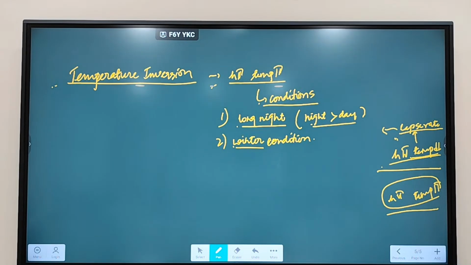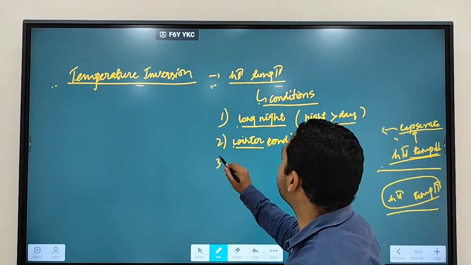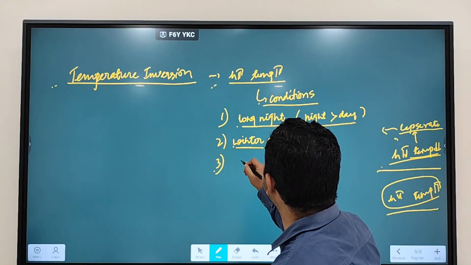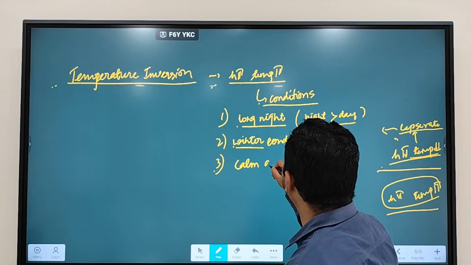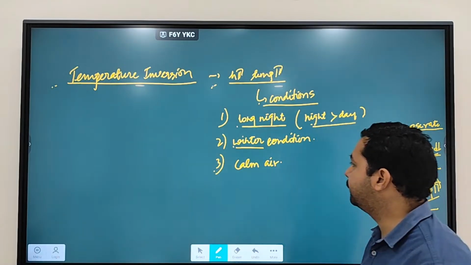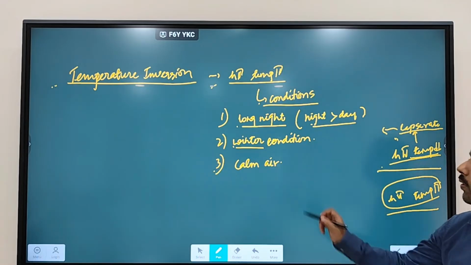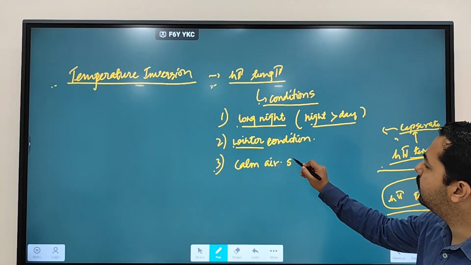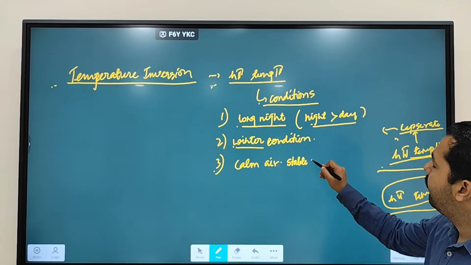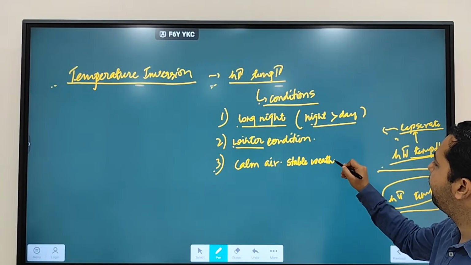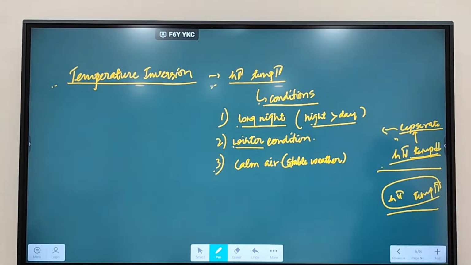And the second thing that you require is winter conditions. Fine. The third thing that you require is calm air. Clear? The third thing that you require is calm air, or you can also write stable weather. Stable weather. Calm air or stable weather.